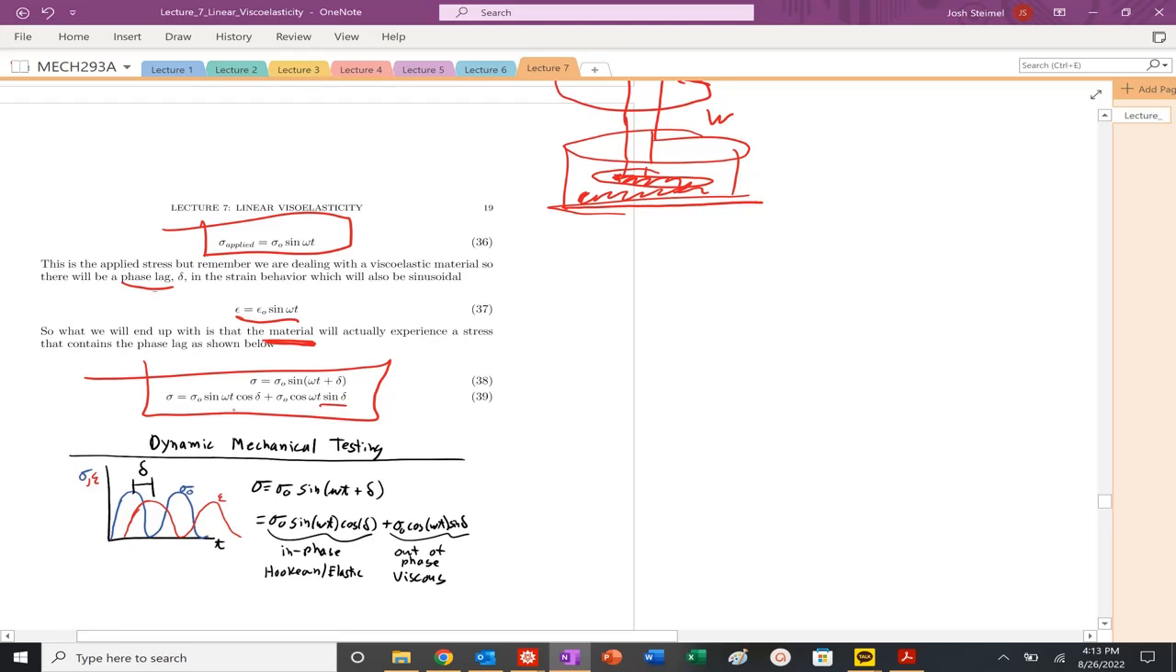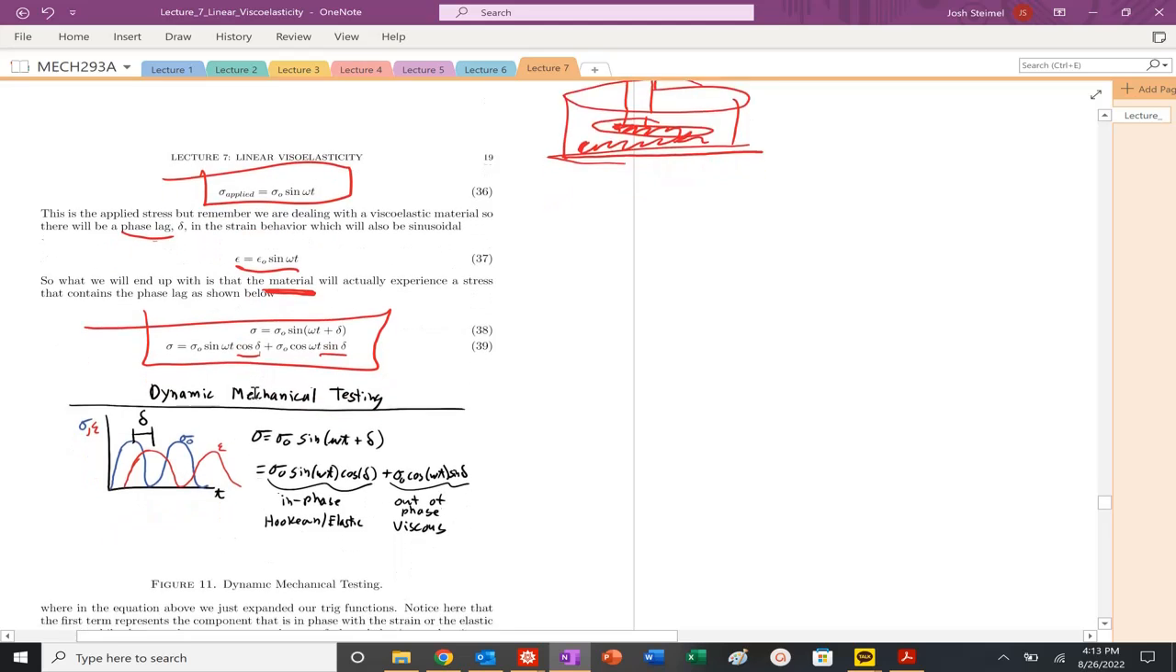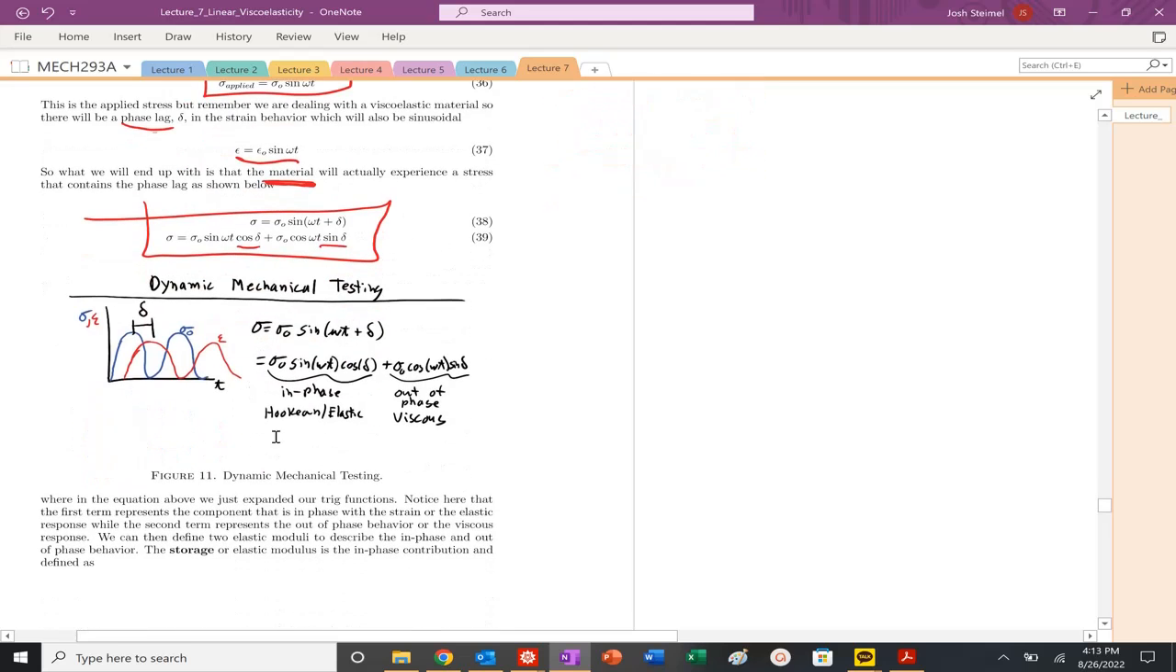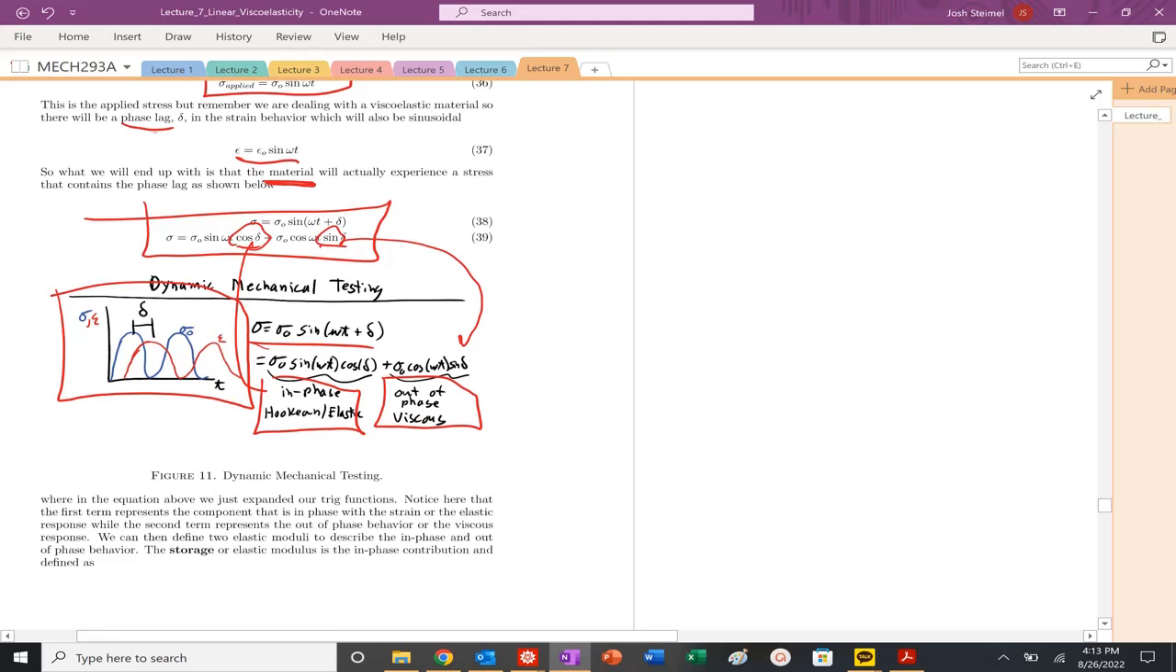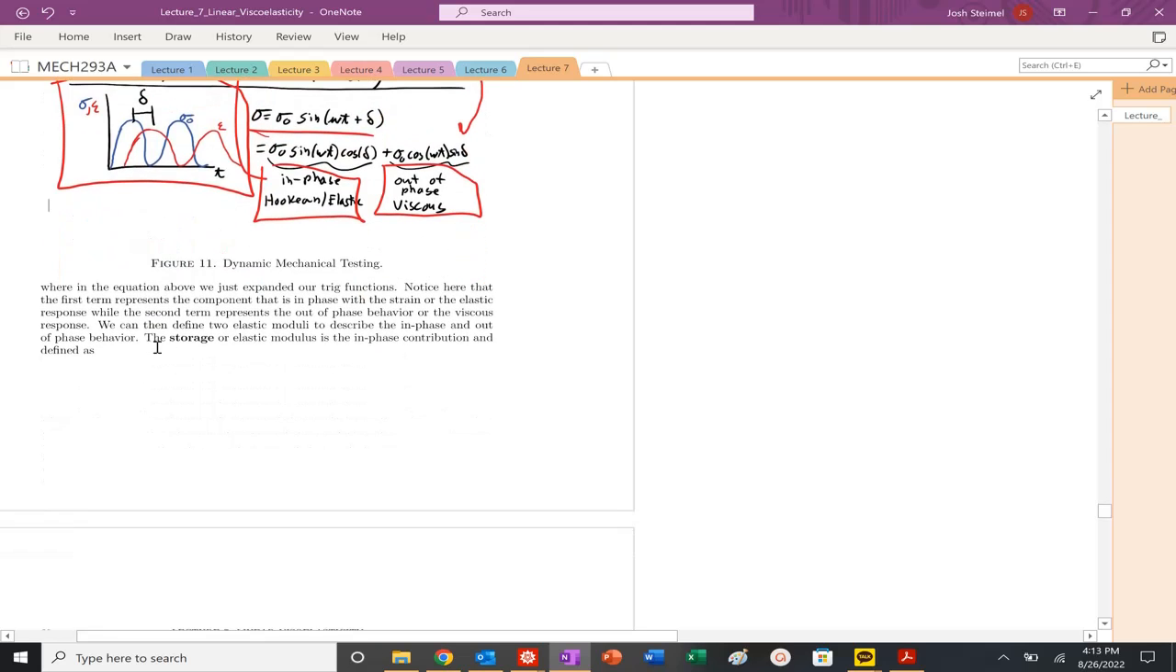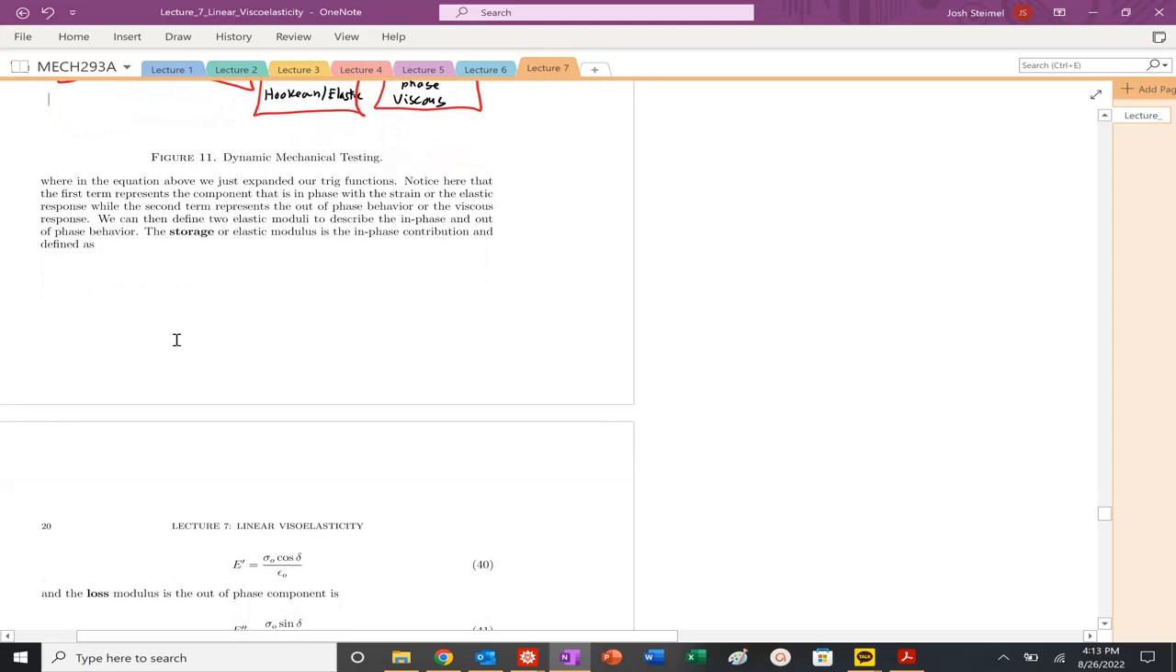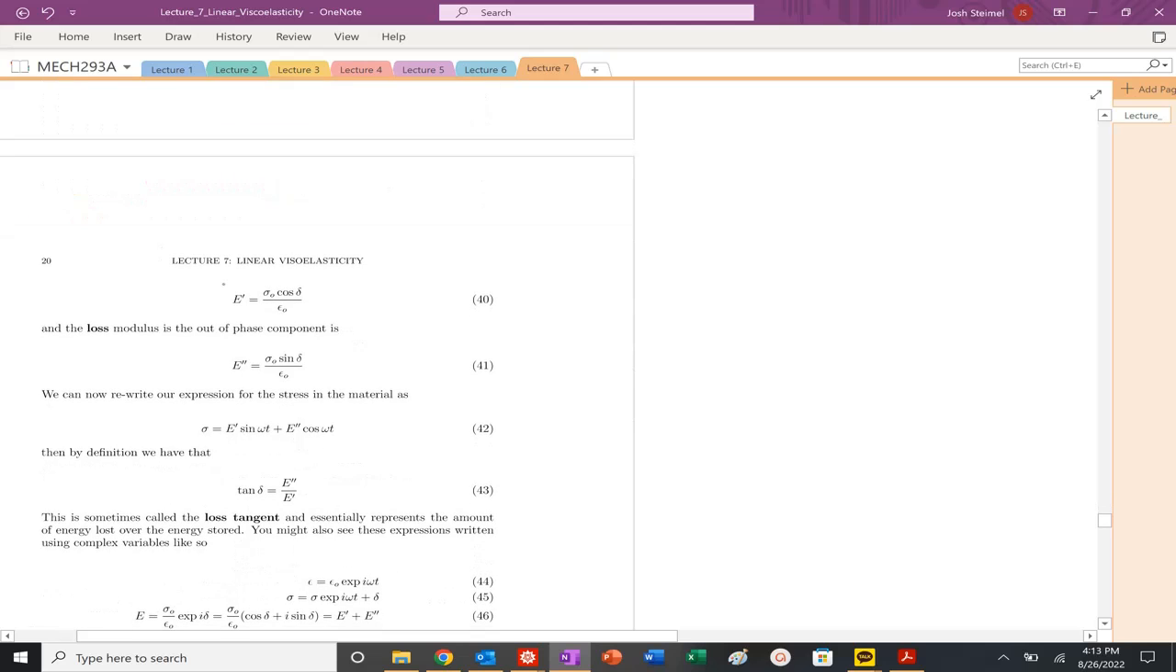And you could break that sinusoidal stress that the material feels into two parts. One that's in phase, the cosine delta, and one that's out of phase, the sine delta. So the in-phase cosine term is Hookean. It's your elastic response, the in-phase instant response. The out of phase is your lag, the viscous response. So you could apply this load to a material, and we could probe which is the elastic response and which is the viscous response by this in-phase, out-of-phase component.